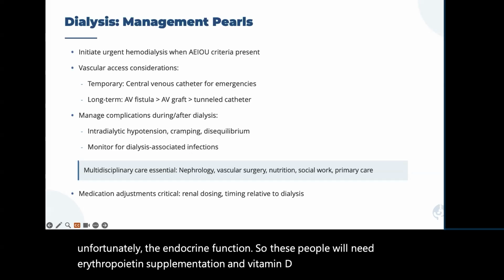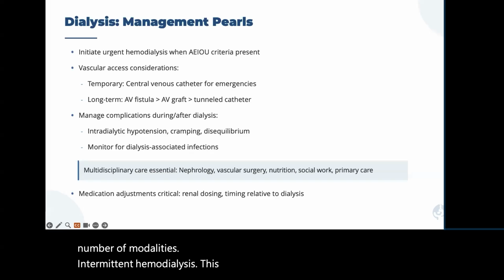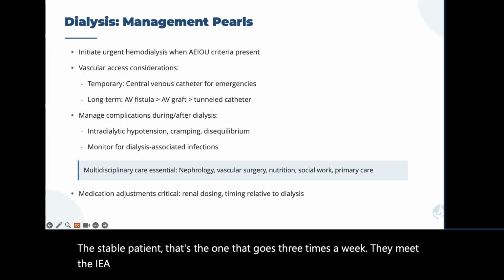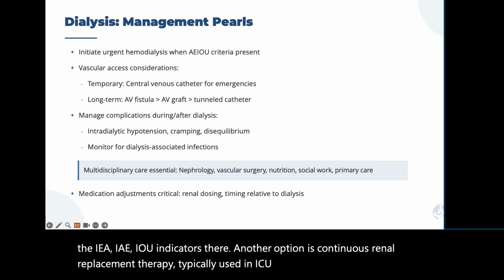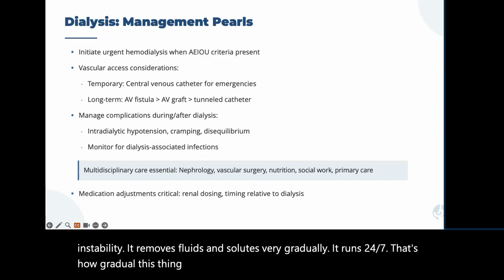So you may choose a number of modalities. Intermittent hemodialysis, this is IHD. That's the standard in the stable patient. That's the one that goes 3 times a week. They meet the AEIOU indicators there. Another option is continuous renal replacement therapy, typically used in ICU patients with hemodynamic instability. It removes fluids and solutes very gradually. It runs 24/7. That's how gradual this thing is. It's a bear to work with.